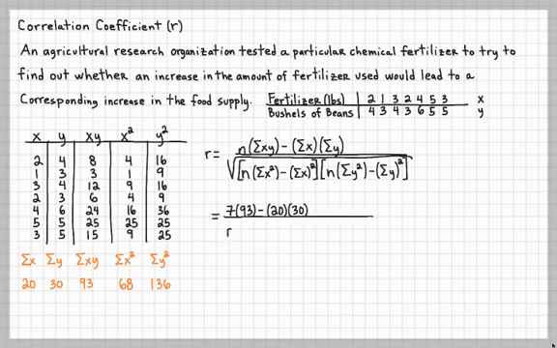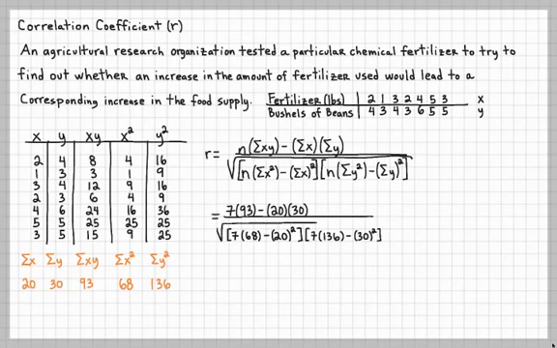And the denominator, we have n, we have the bracket. n, which is 7. The sum of x squared is 68. Take away the sum of x. We're looking at the column, which is 20. And then we square that. And then we close the bracket. Very important to keep everything intact. Then the new bracket, n is 7. The sum of y squared is 136. And subtract that. We find the sum of y, and then we square it. And then close the bracket. Don't forget the square root.